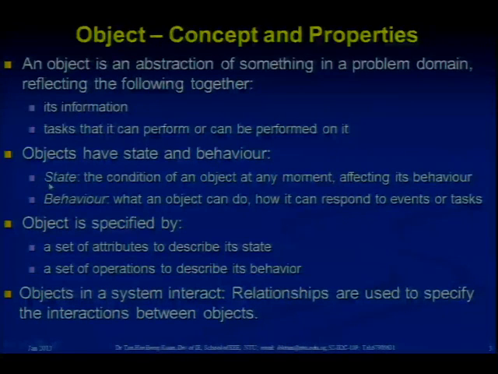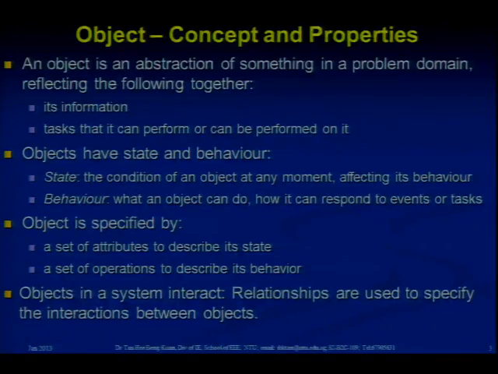All the information is combined together to form the state of the object, and all the tasks associated with the thing are combined together to form the behavior of the object. So it has these two components, and that's why we can define information and associated tasks together.